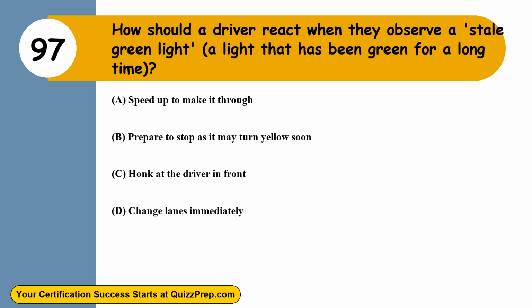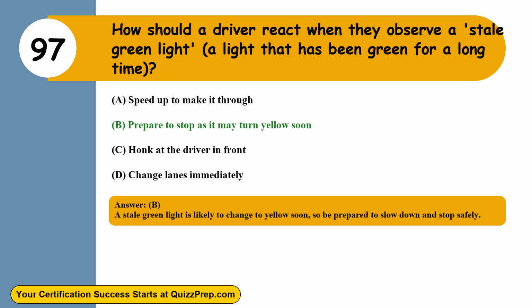Question 97. How should a driver react when they observe a stale green light, a light that has been green for a long time? Option A, speed up to make it through. Option B, prepare to stop as it may turn yellow soon. Option C, honk at the driver in front. Option D, change lanes immediately. The correct answer is option B. Prepare to stop as it may turn yellow soon. A stale green light is likely to change to yellow soon, so be prepared to slow down and stop safely.